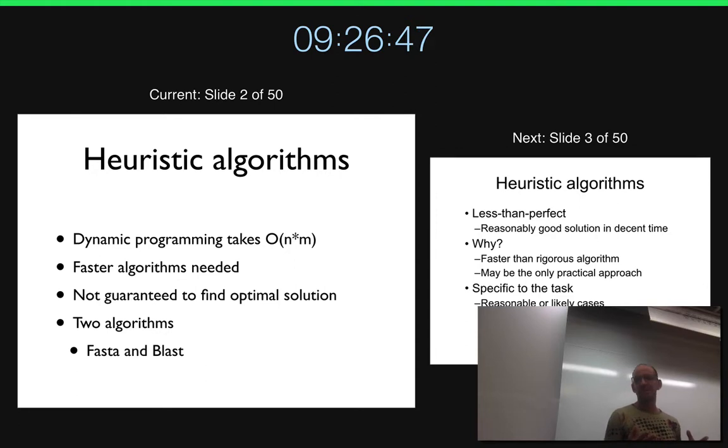Dynamic programming takes maybe 10,000 calculations per sequence, but if you have 10 million sequences in your database, then you have 10 to the 12 calculations, and this is a lot.